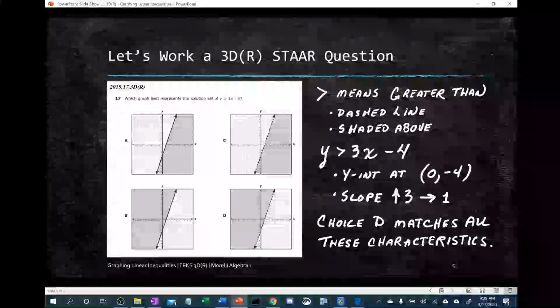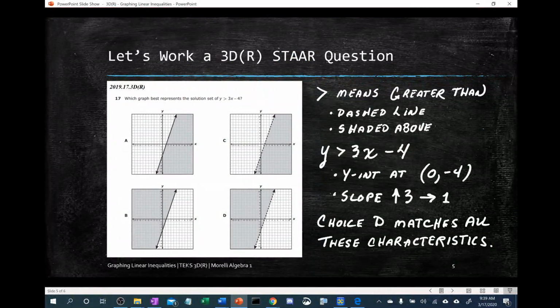And so now it's time for us to actually work one of these STAAR test questions. We're going to be working number 17 from the 2019 test. And we're asked here, which graph best represents the solution set of y, inequality symbol, 3x minus 4? So that symbol is greater than. That indicates a dashed line shaded above. So now we can read this as y greater than 3x minus 4.